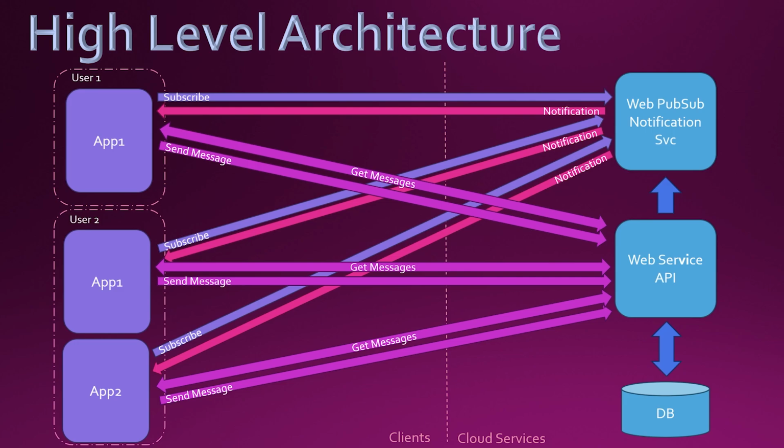On the left of the diagram, I have two users running their chat application. When each application starts, it'll subscribe for notifications from the Azure Web PubSub. Then each app will be ready to get messages. My app can retrieve messages from the DB using the web API, and it can send messages.